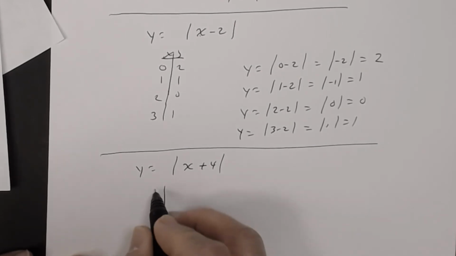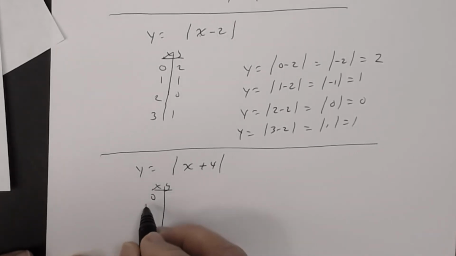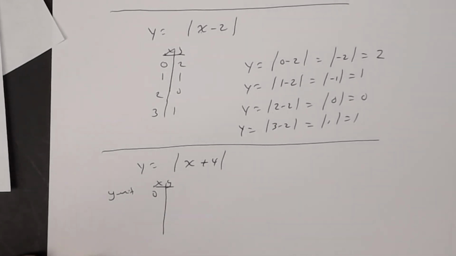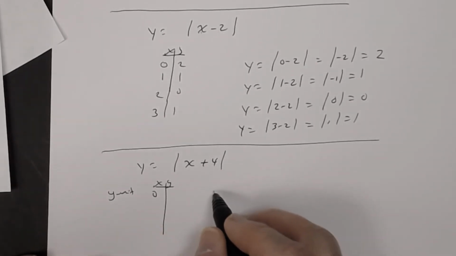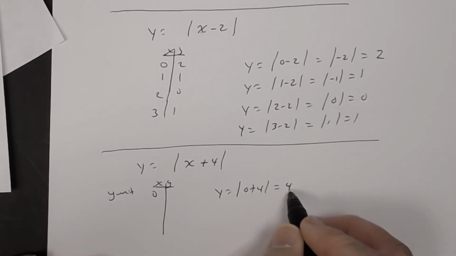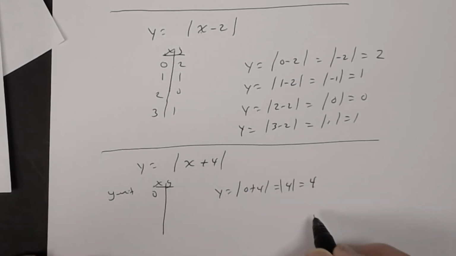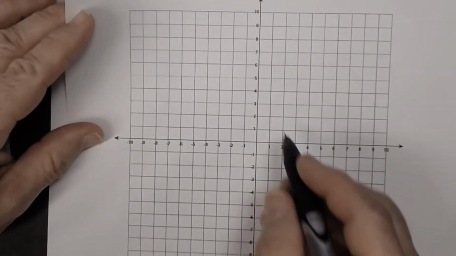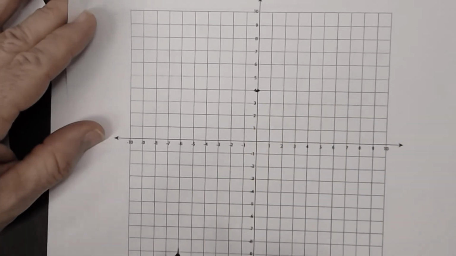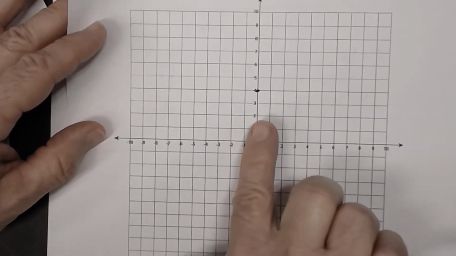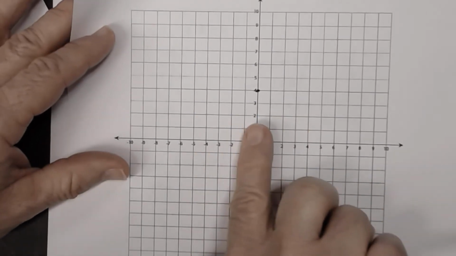So let's just use 0 for x. Remember that's going to be your y-intercept. That's where the graph's going to cross the y-axis when you let x equal 0. So I get y equals the absolute value of 0 plus 4, which is the absolute value of 4, which is 4. So I get the point 0, 4, which is here. So that's where the graph's going to cross the y-axis. Now, you have an inclination to go to the right because you always prefer to use positive numbers.